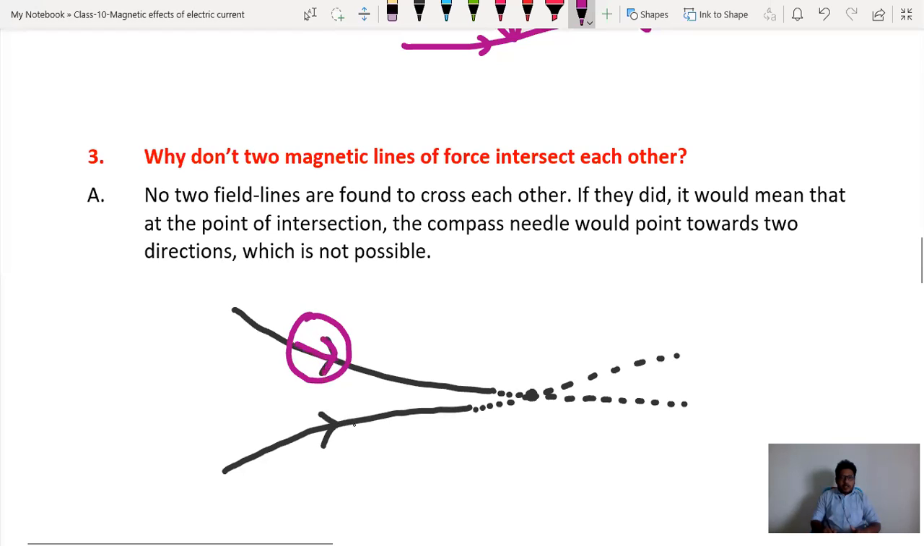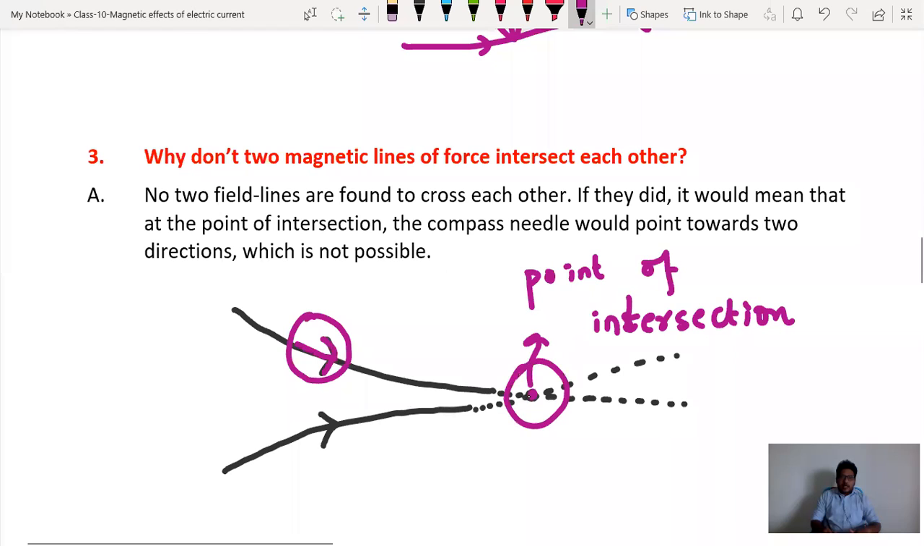And you see, no two field lines are found to cross each other. Why? Because if they did, it would mean that at the point of intersection, the compass needle would point towards two directions. Which means if you place a compass needle here, in which direction should it show? It should show this direction or this direction. So it cannot settle, right?